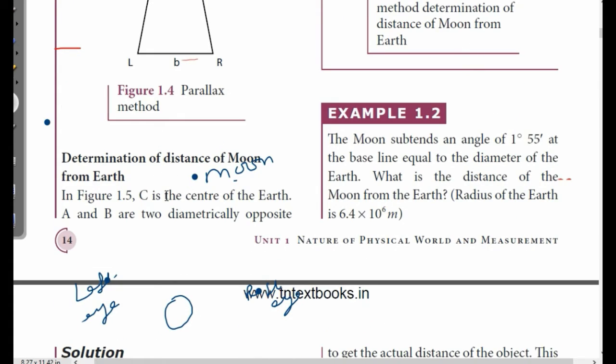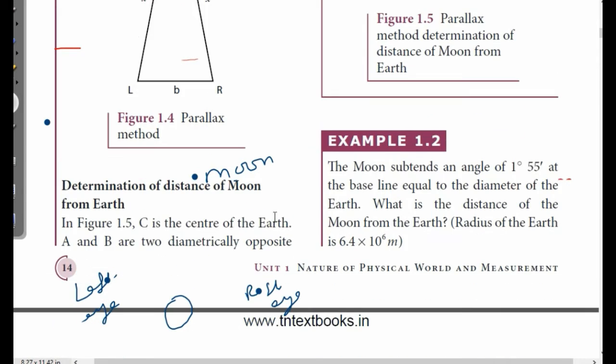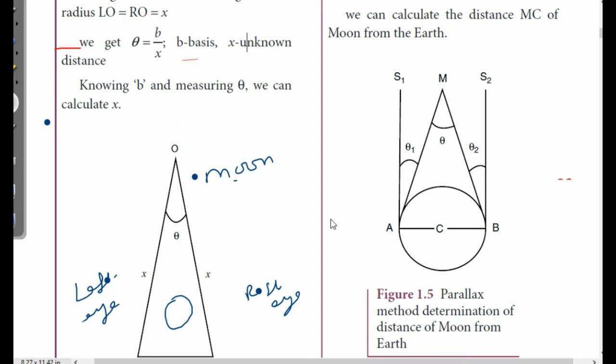In figure 1.5, C is the center of the earth. A and B are two diametrically opposite places. Here we take C as the center of the earth. This is the earth. This is the moon.